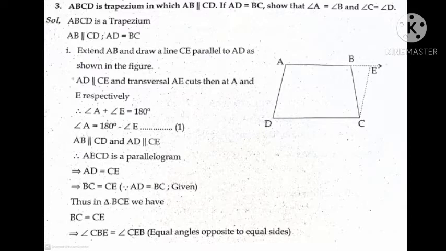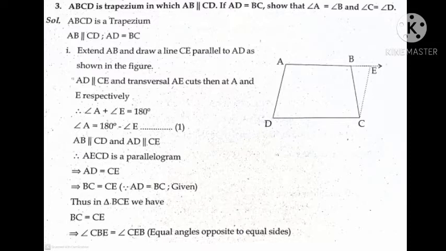AD is parallel to CE and transversal AE cuts them at A and E respectively. Therefore, angle A plus angle E is equal to 180 degrees. Next step, angle A is equal to 180 degrees; sending angle E to the right side, it becomes minus angle E. Let us say this is equation 1.